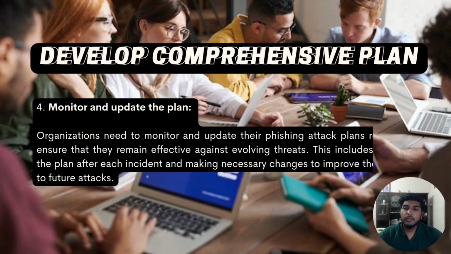The next plan will be to monitor and update the plan. Organizations need to monitor and update the phishing attacks plan regularly to ensure that they remain effective against evolving threats.